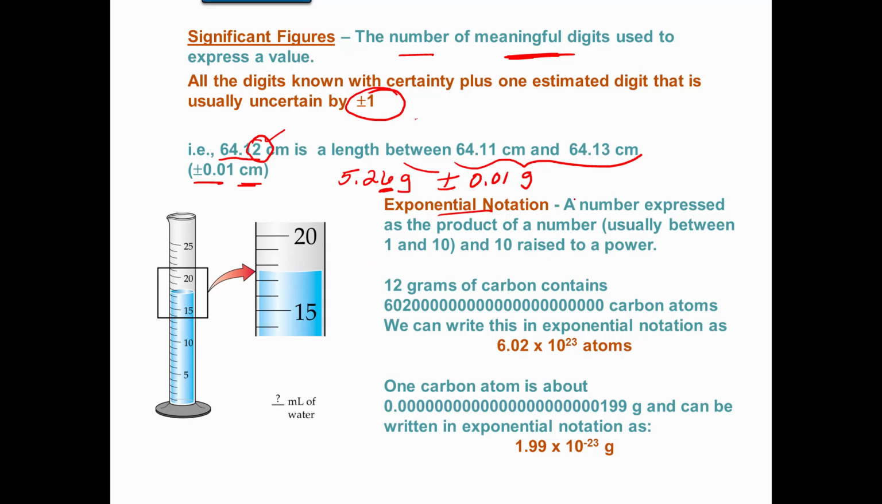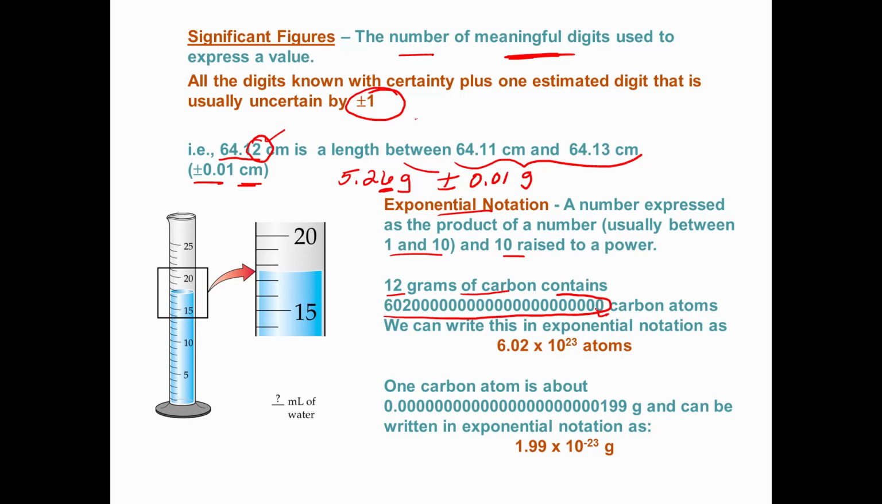We use exponential notation, or scientific notation. That's a number that is expressed as the product of a number between 1 and 10 raised to some power. Okay? So we'll show how to do that in a second here. So if we have 12 grams of carbon, I'm telling you, it contains this many carbon atoms. Well, you don't want to keep writing this over and over again. That's a large number, a lot of zeros to include. So I write this then in exponential notation. Remember, this number has an implied decimal point at the end, or after the last zero.